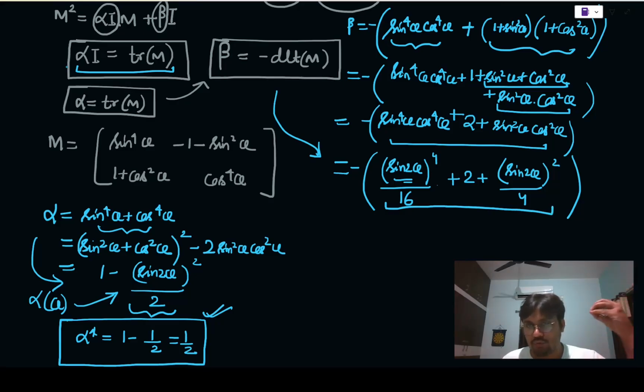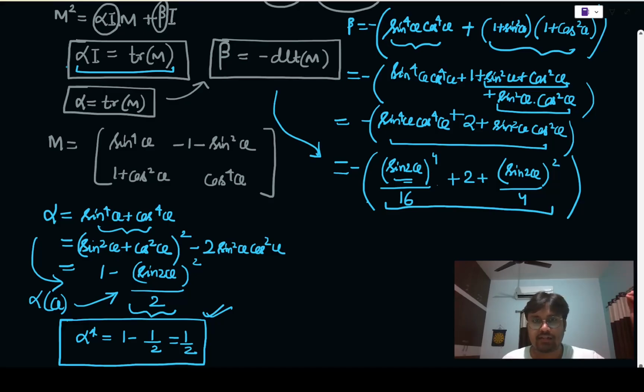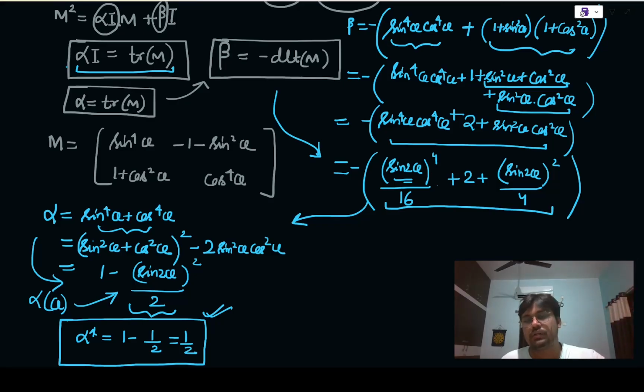And since the only variable is sine 2 theta, we need to maximize sine 2 theta. In other words, it's actually the same thing that we did for alpha of theta as well. So here negative is outside. You need to minimize the overall thing, or in other words, maximize what is inside. Since everything is in terms of sine 2 theta, just maximize sine 2 theta, in other words, sine 2 theta should become 1. 2 theta is pi by 2, theta is pi by 4, the same thing.